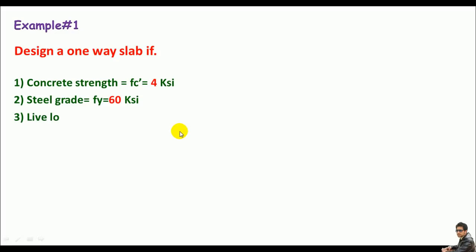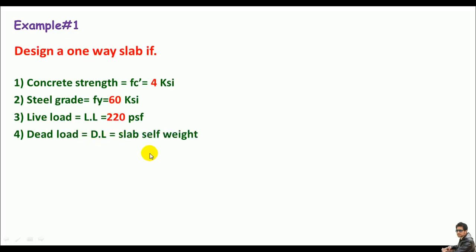The live load is 220 psf. The dead load is just the self weight of the slab. And of course, the span of the slab is 10 feet. I think this data is enough to design a one-way slab. If we need any assumption, we'll of course make them, right? Now let's go for the design calculation.